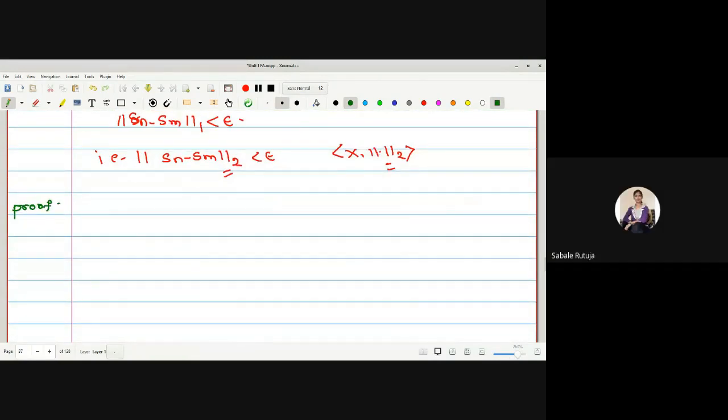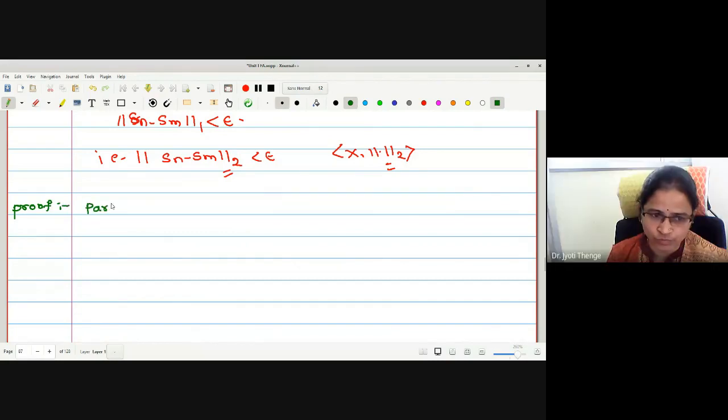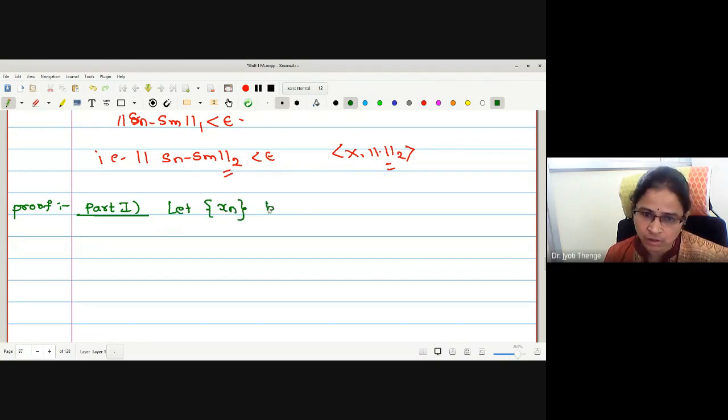Let me start the proof. Part 1 I will prove. Okay. Now here let us assume that the sequence is Cauchy with respect to one norm, say norm 2. Therefore here I am going to write: let xn be a Cauchy sequence in (X, norm 2). Okay. Hence, let us write the definition: for given epsilon greater than 0.